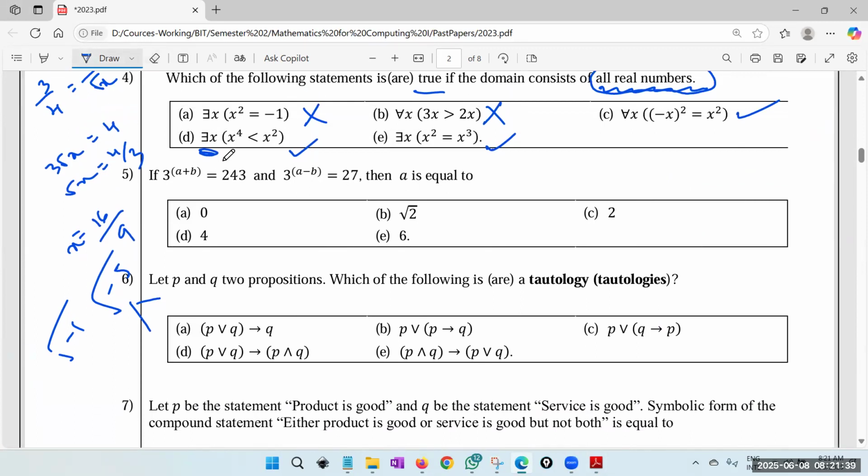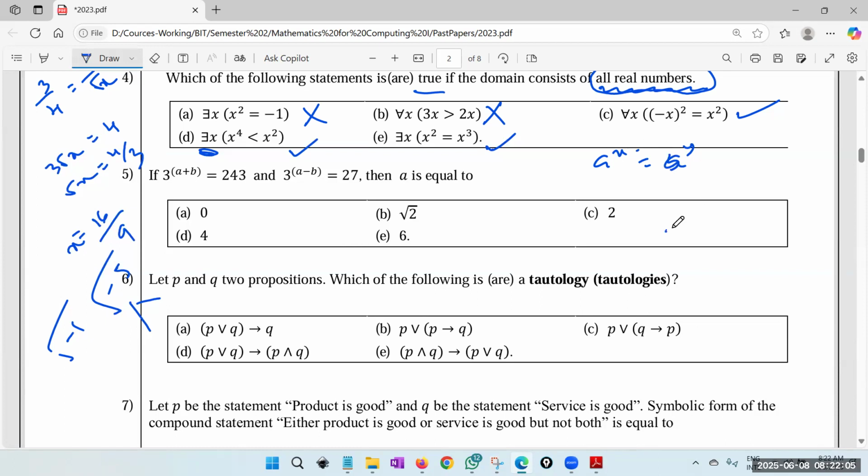So what about this? 3 to the power a plus b is 243. 3 to the power a minus b is 27. So can you write, if this is a power of 3, you know that a to the power x equals a to the power y means x equals y. When the base is the same, the power must be the same.